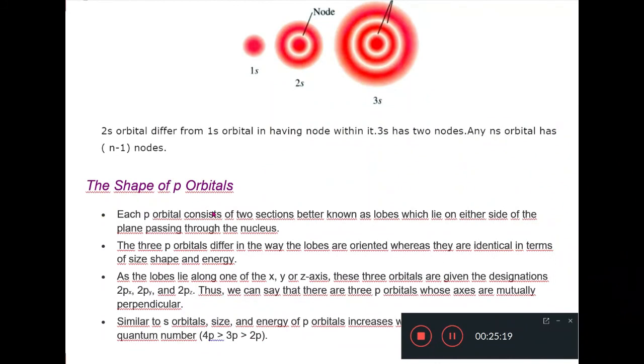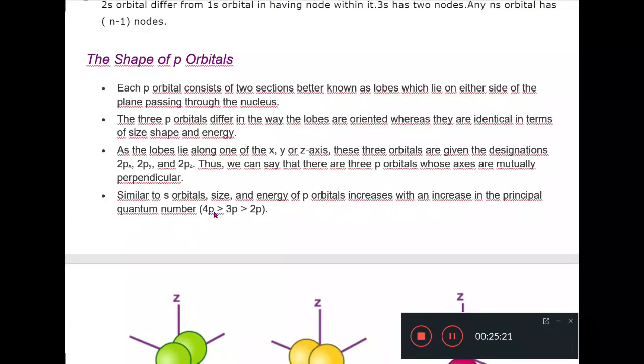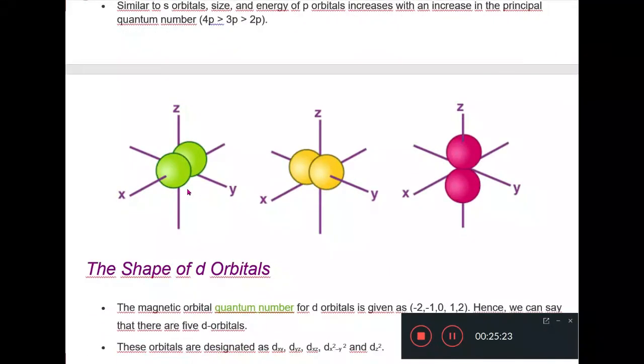Next, the shape of p orbital. Students, there are 3 orbitals in the p subshell. The first one is named px. This one is along the x-axis. This is called the px orbital. We write it like this, okay?